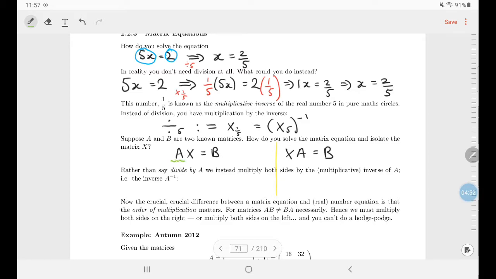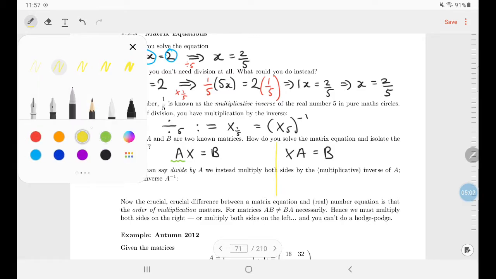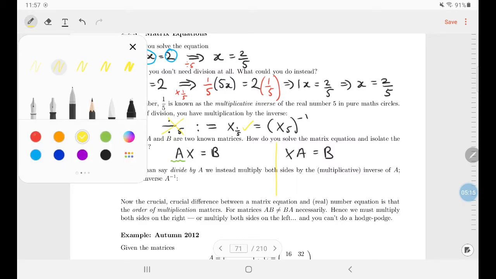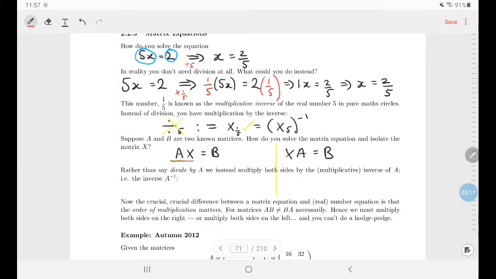Now here you don't have division by A anymore. It's dangerous, as we explained. Are you dividing on the left or dividing on the right? If you want to use that language, you can, but I think you're kind of getting into a world of pain. I think it's just easier to forget about division altogether. Forget about division, talk about multiplying by an inverse. So if you want to get rid of that A, you multiply by A inverse.